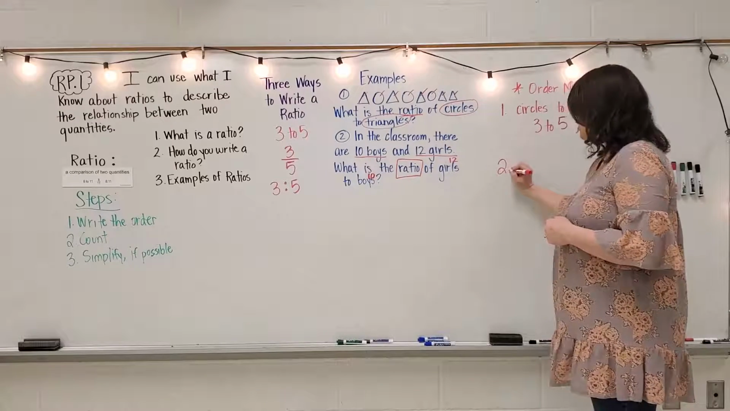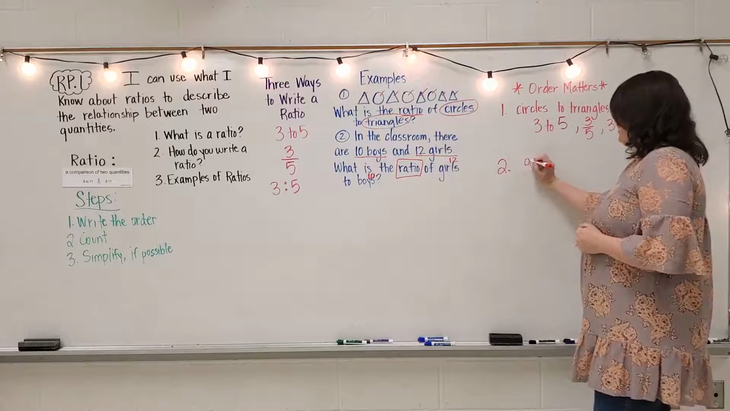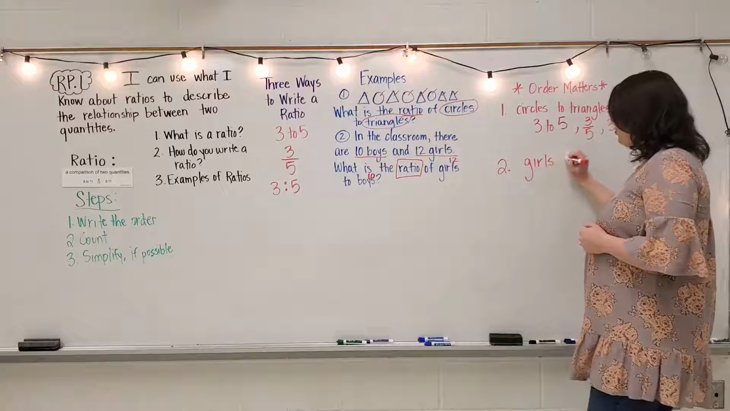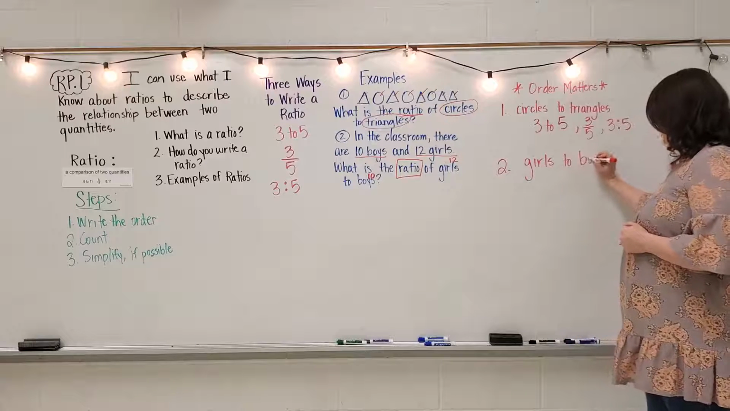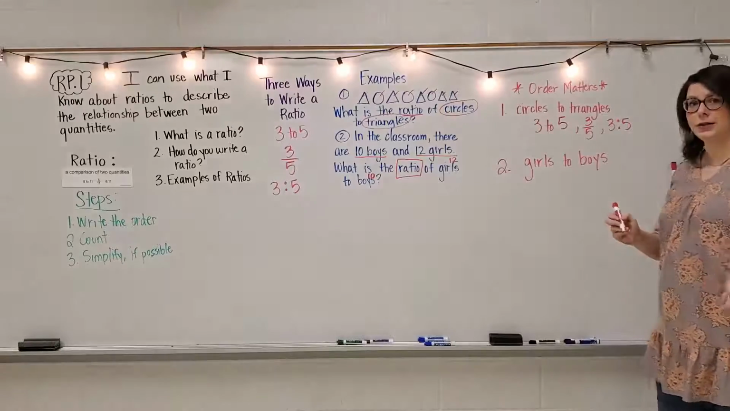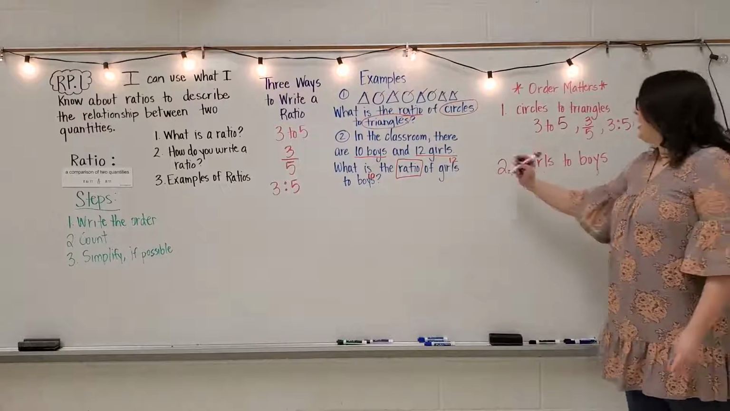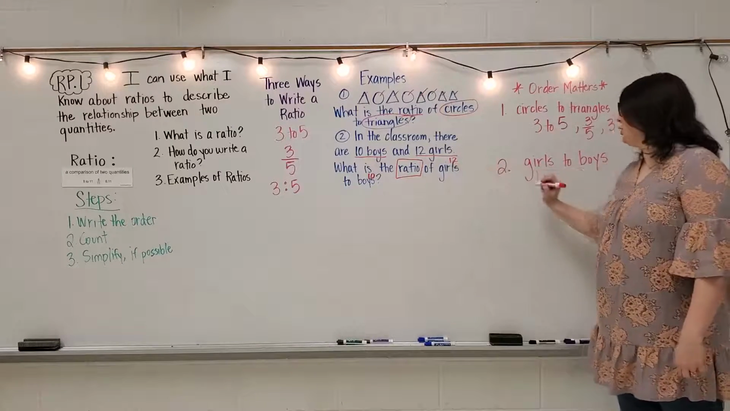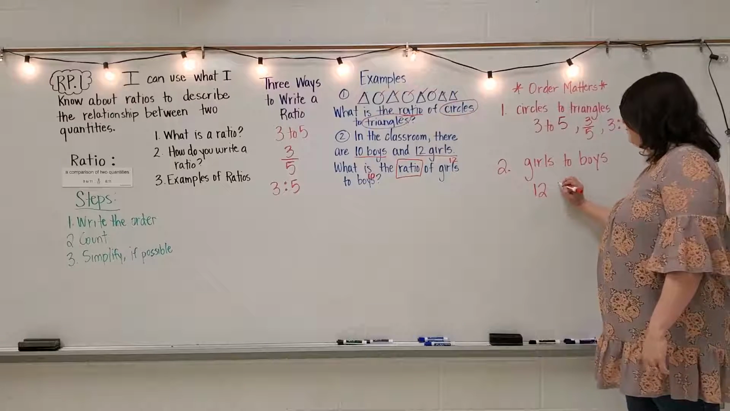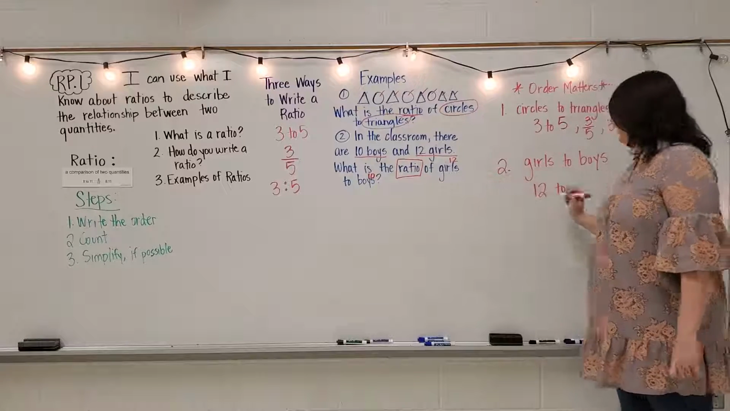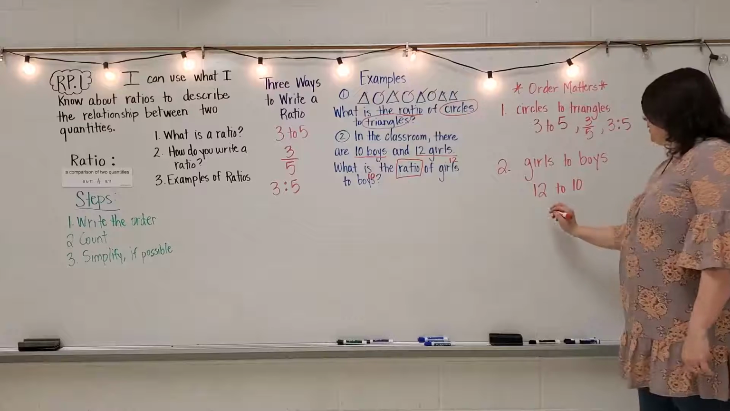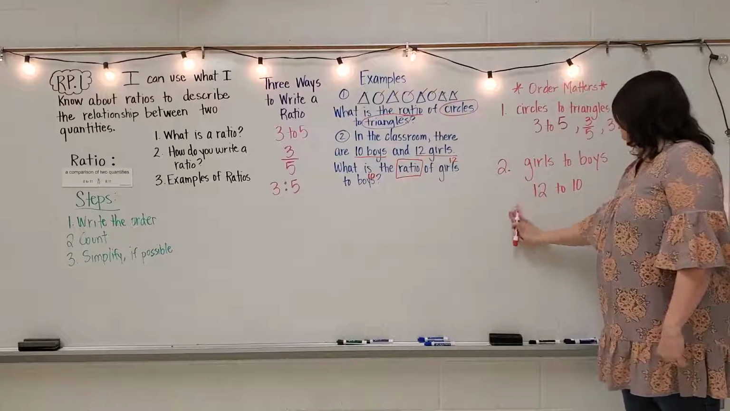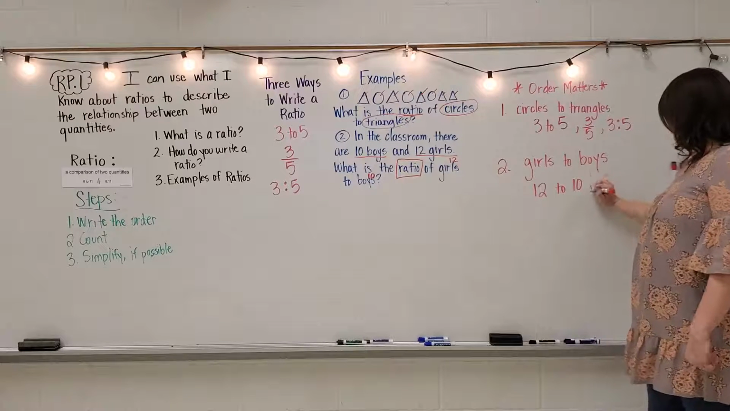So over here where I'm writing it down, I would say girls to boys. I'm comparing the number of girls to the number of boys. And I'm going to replace girls with the number 12 because that's the quantity, and boys with 10. Then I can write it as a fraction or with a colon.